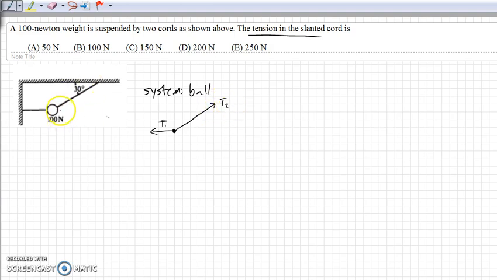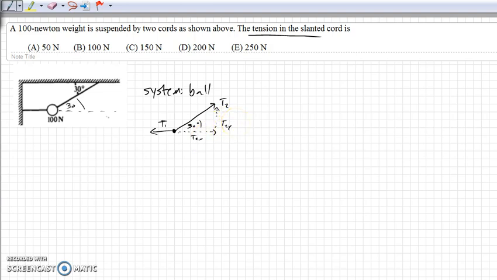Now this 30 degrees is also 30 degrees here, which, if that's easy for you, it's fine. And what we're going to do is take that 30 degrees and turn this second tension into an x and a y component. So this will be T2x and this will be T2y.